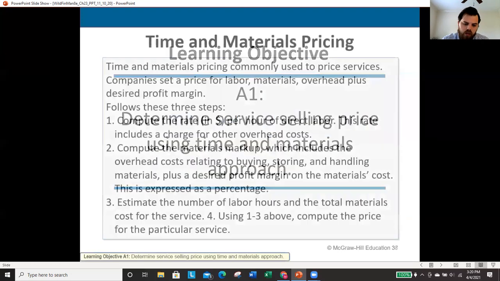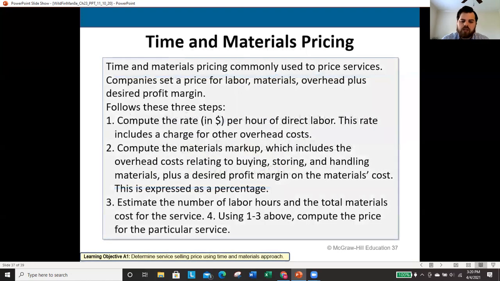Now, my last area here is what is called time and materials pricing. Time and materials is commonly used to price services. So companies will set a price for labor, materials, and overhead, plus, of course, a desired profit margin. It follows some general steps. I'm not going to get too lost in the weeds on this one. It's certainly not something that is heavily tested, but it is something I want you to at least be aware of. So just roughly familiarize yourself with this area in the textbook, and that should be good enough.